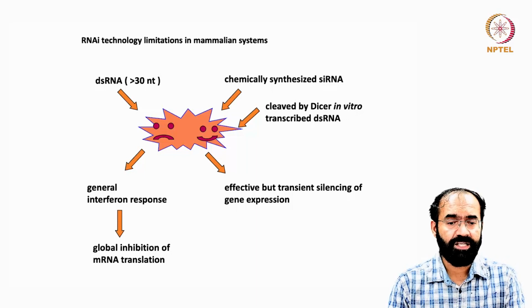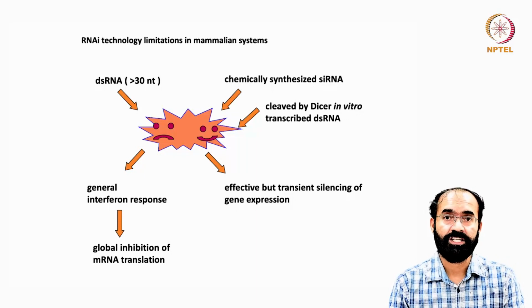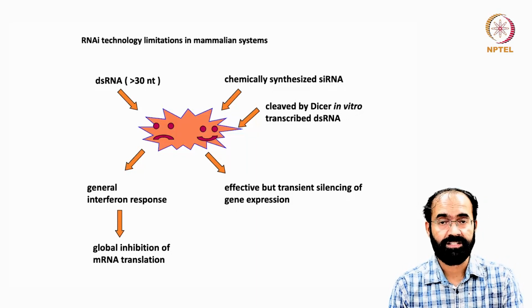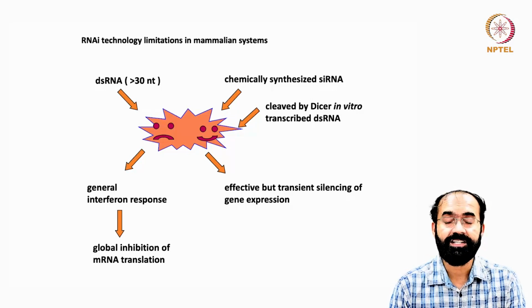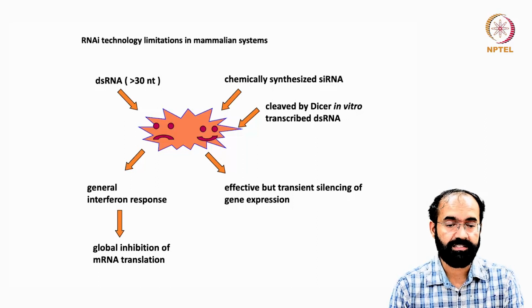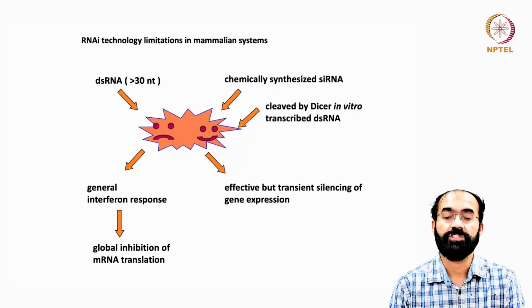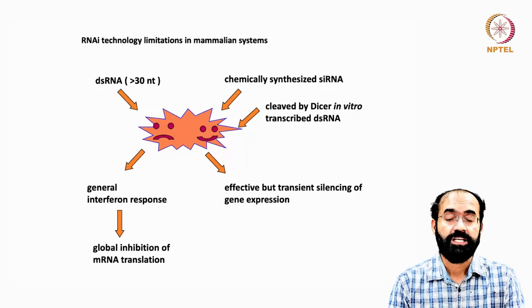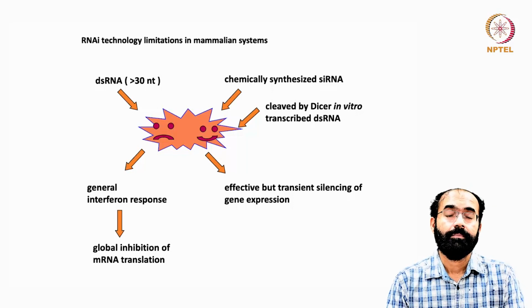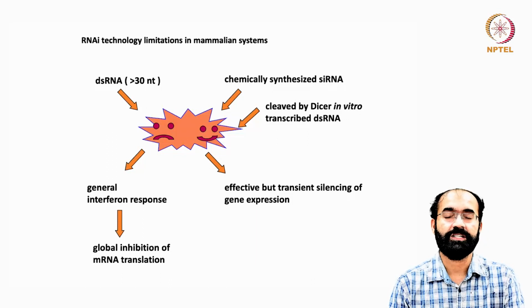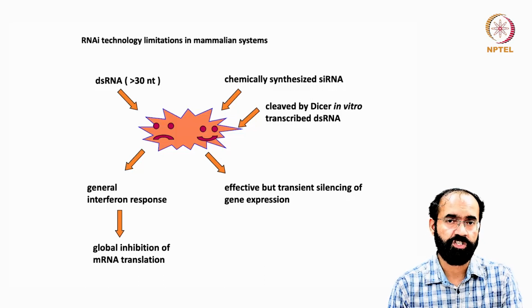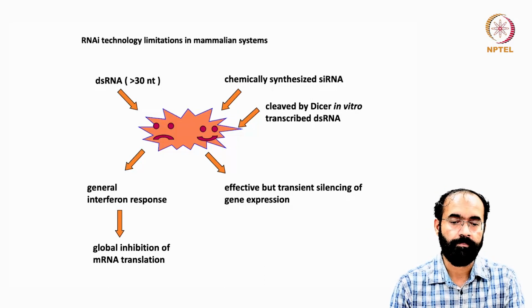So RNAi can be used as a tool in various research also. So RNAi technology and limitations in mammalian systems we can address. How does it happen? How is it carried out? So many times you can chemically synthesize an siRNA in a laboratory and deliver it into a cell line or an organism or a tissue, what you are interested in, etc.